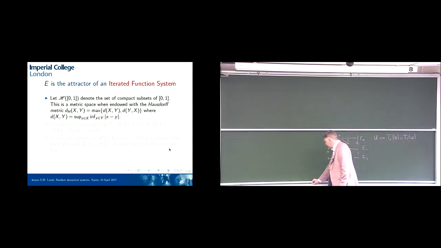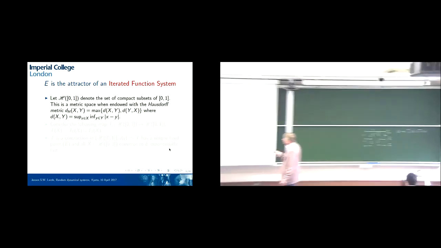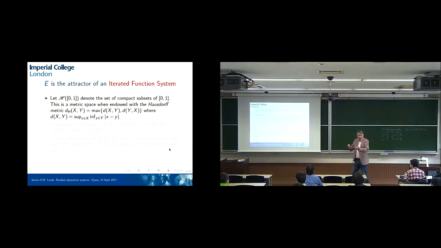So I can try to understand what happens to this. Where does this live? Well, this is a mapping that doesn't act on points, it acts on subsets of the interval. So I make an abstraction here: I look at compact subsets of the interval, and this is a metric space with the so-called Hausdorff metric. The Hausdorff metric measures the difference between sets.